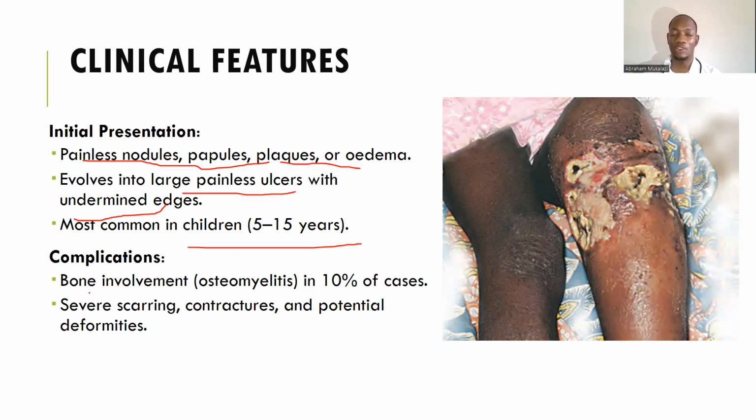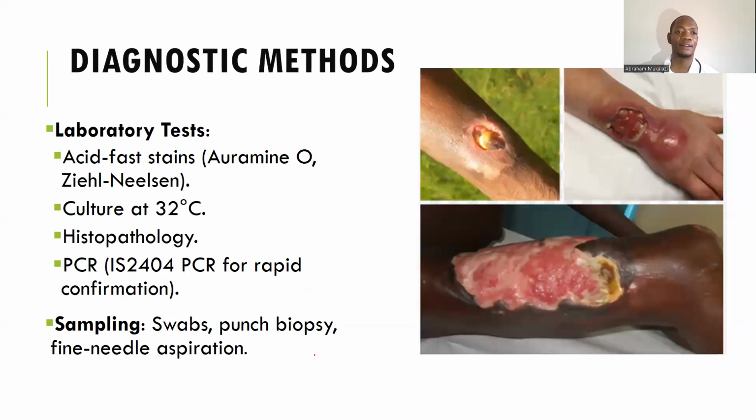And in complication, you can end up extending and affecting the bone, so someone ends up with osteomyelitis in about 10% of the cases. And then it will come with severe scarring, contracture, disfigurement, and then also potential deformities or loss of function of the limb that is affected.